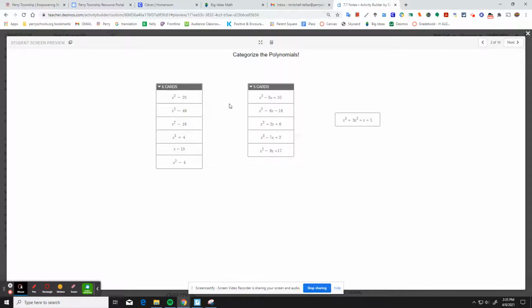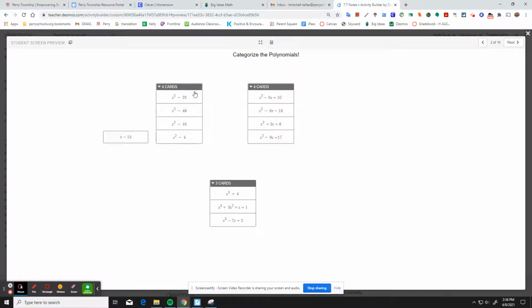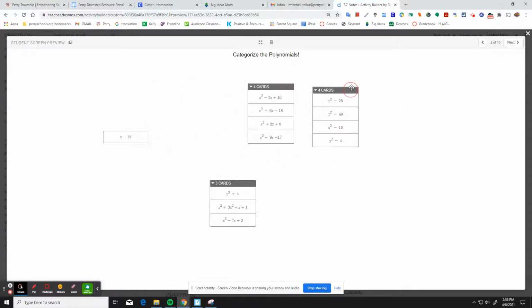You could do it by like, this one has an x to the third, that one has an x to the third, that one has an x to the third, and then you could do it by x to the seconds if you wanted. Just group those together, and that one has an x to the first. So just however you wanted to categorize it is fine.